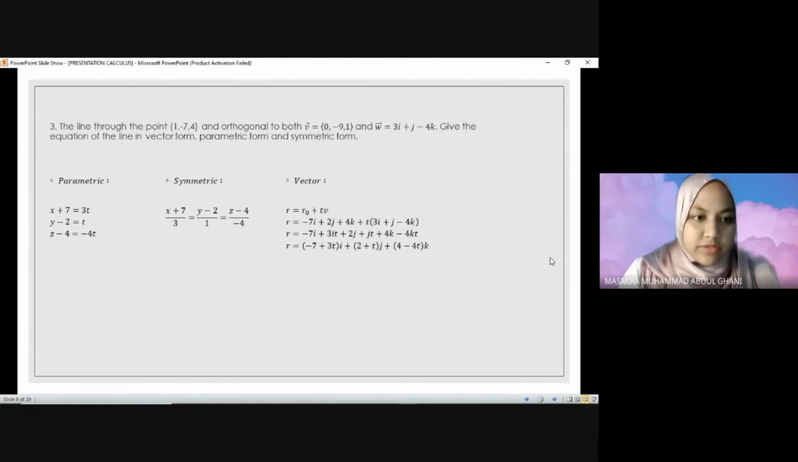Okay, first the parametric form is x plus 7 equal to 3t, y minus 2 equal to t, z minus 4 equal to negative 4t, and the symmetric form is (x plus 7) over 3 equal to (y minus 2) over 1 equal to (z minus 4) over negative 4. And the last is the vector form: r equal to (negative 7 plus 3t) i plus (2 plus t) j plus (4 minus 4t) k.